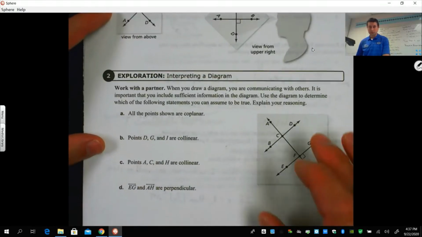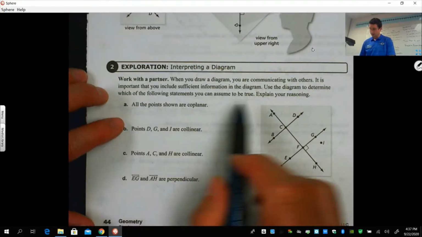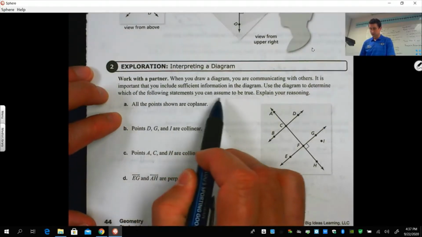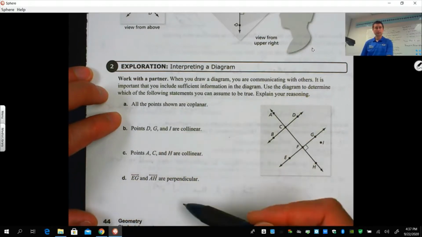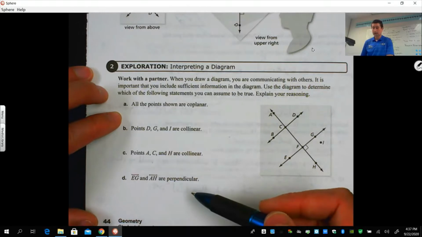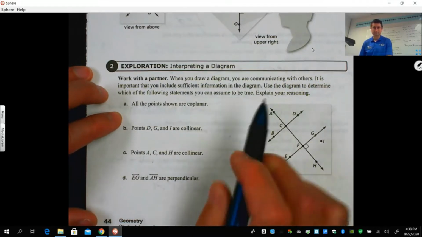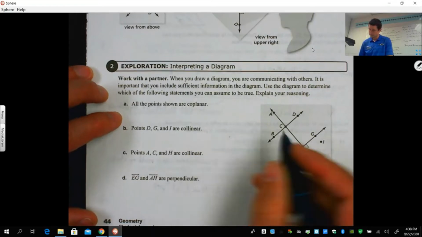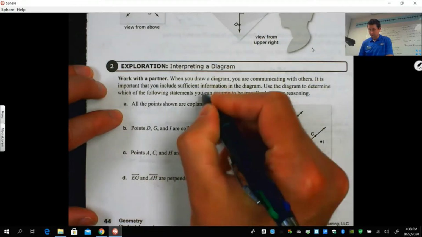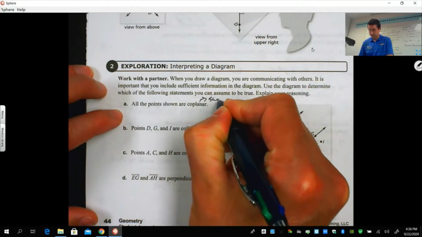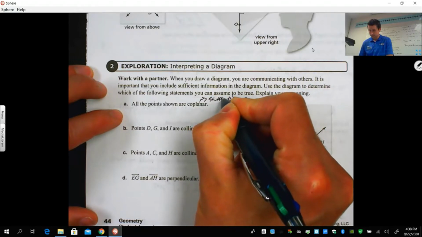So if we look at exploration 2 at the bottom of page 44, we have a diagram, and the question is, can you determine the things to be true? So I want you to pause the video and go through these examples and see what you think. Okay, can you assume part A, part B, C, and D, and then come back and we'll go over that. So on A, all the points shown are coplanar. That means they are in the same plane. Same plane. Can you assume that to be true?